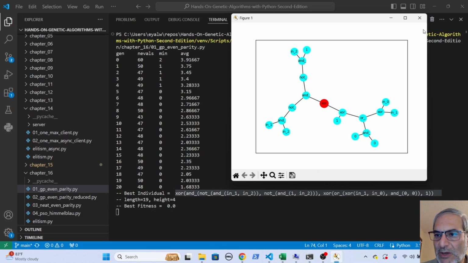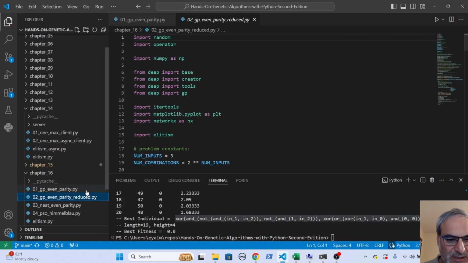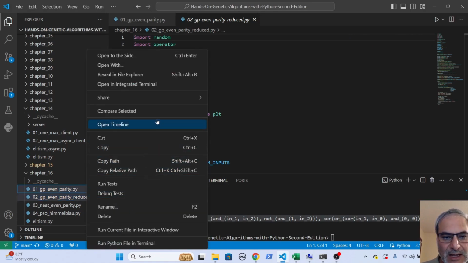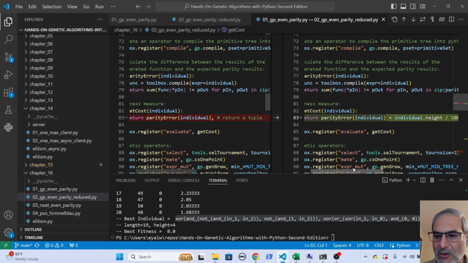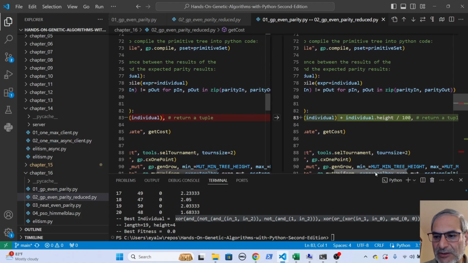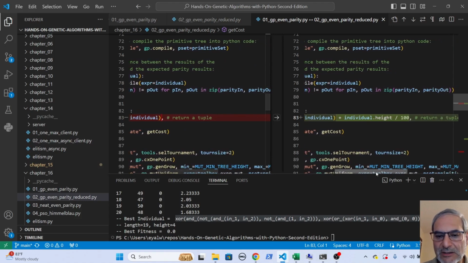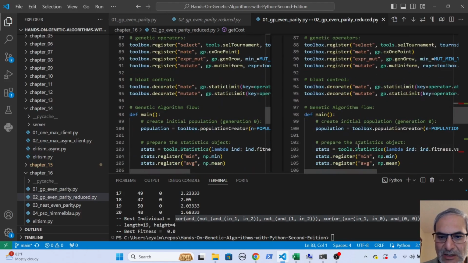So to help the situation, we are looking at the second one that's called reduced. Let's see the difference between them quickly. And we can see that the only difference really is that we added the complexity to the cost. So we added the height of the tree divided by 100 to the cost of the tree. So this will encourage the tree to be less complex, because the more complex the tree is, the more the cost is, and we are minimizing the cost.